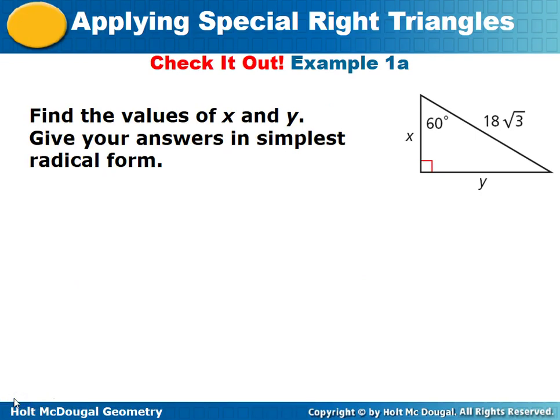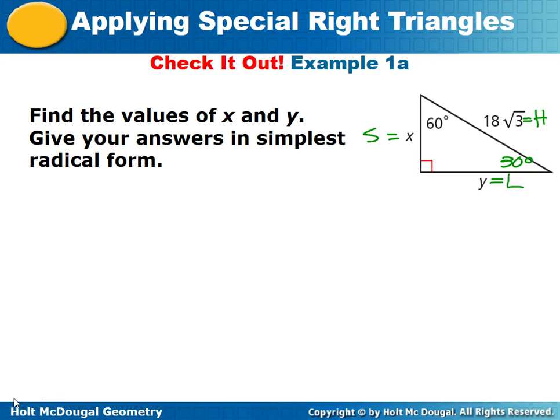So I'd like you guys to go ahead and do these one at a time, these check it outs, and come back to me after each one and check your answers. So here again, we're going to go ahead and label our sides. So we've got our hypotenuse here, opposite the right angle. This would have been a 30-degree angle, so we could say this is our short side. This one is opposite the 60-degree angle, so it's our long side.